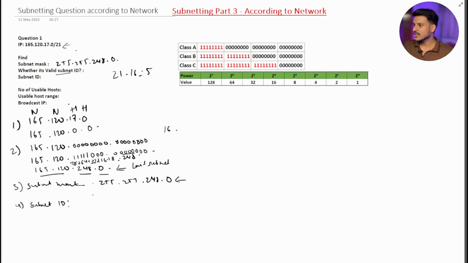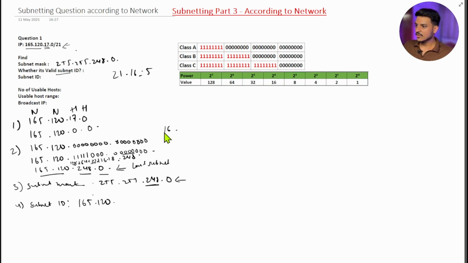So what are those? It will be 165.120. We write the first 2 octets as they are, 165.120. And in the third octet some bits are given to host. So to find the subnet ID, we need to perform the AND operation between the third octet value of the subnet mask and the third octet value of the IP address. So it is 248 and 17.